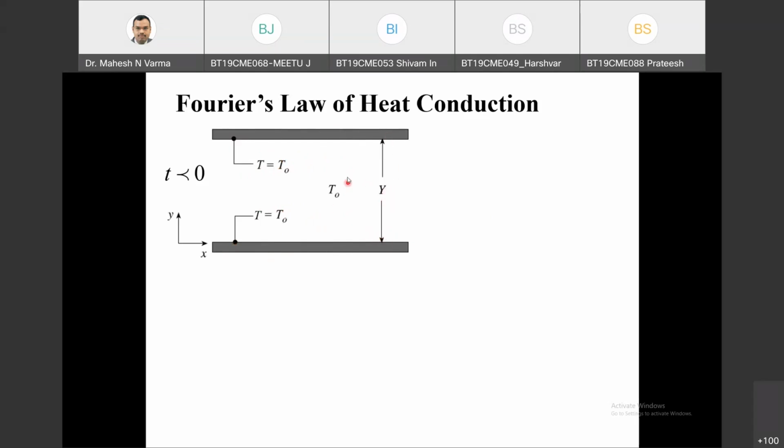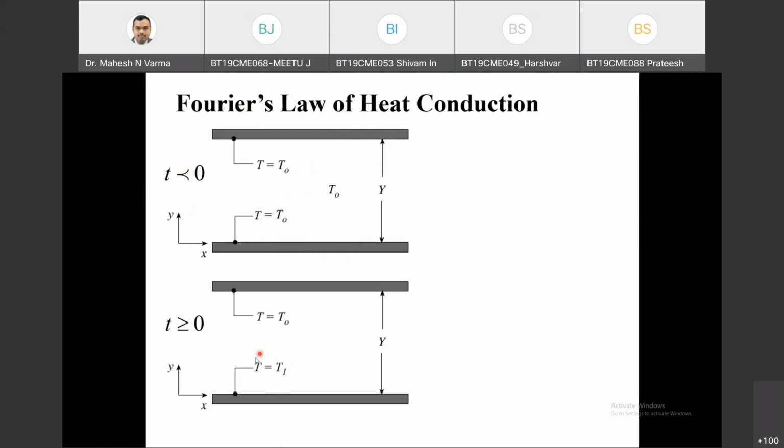There is a solid material of which the thermal conductivity is K, and before the start of the experiment, the whole system is kept at temperature T0. So this material is at T0, this sandwich material is at T0, and this upper material is also at T0. At time t equals 0, suddenly the temperature of the bottom plate is increased to temperature T1.